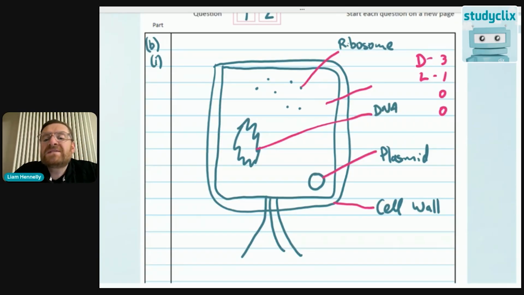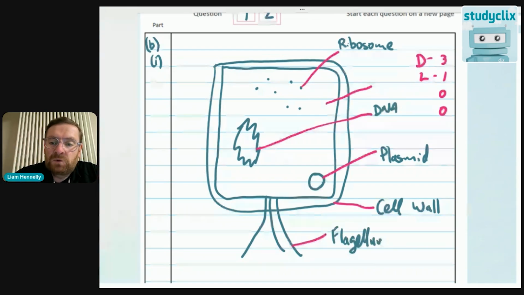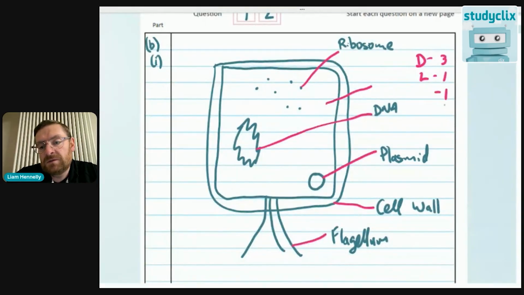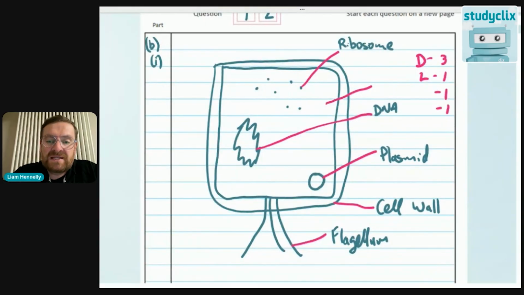I would say to try and put in as many labels as possible. That is the flagellum, or the tail. Bacteria use flagella for motility, or for moving. And now this student is up to the max, which is 6 out of 6.